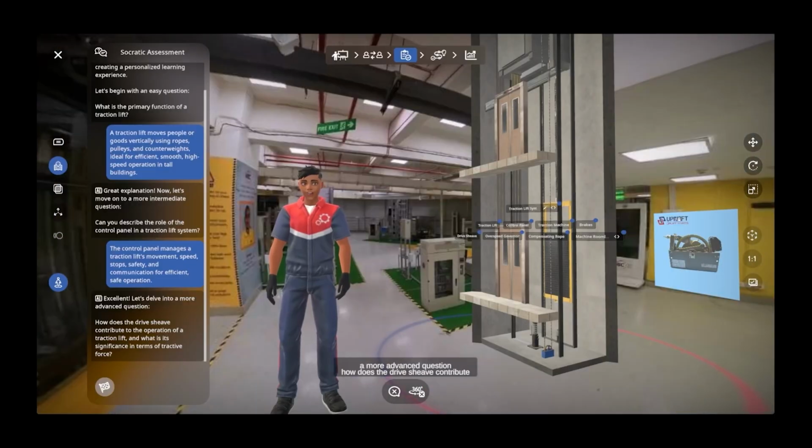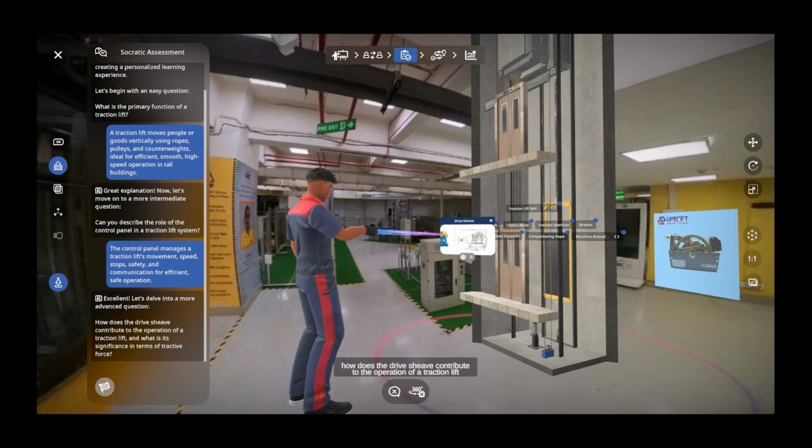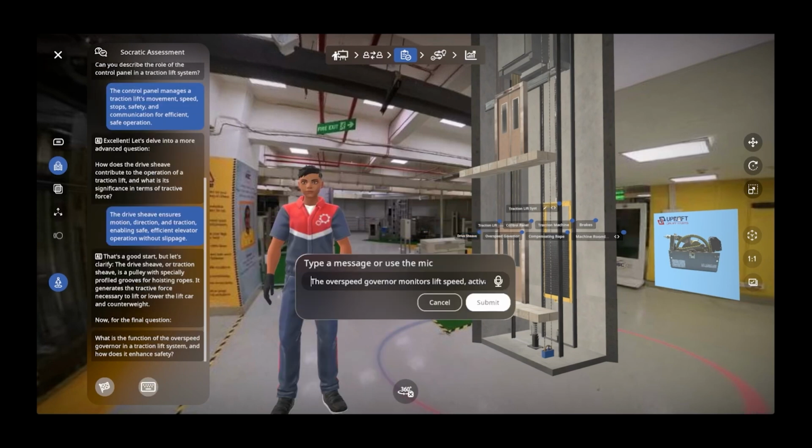What is an overspeed governor in a traction lift system? How does it enhance safety? The overspeed governor monitors lift speed, activating speed brakes during excess speed to prevent free fall, ensuring all passenger safety.